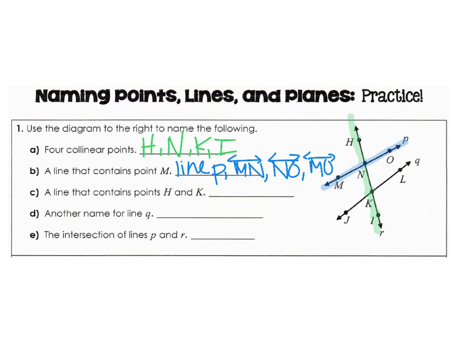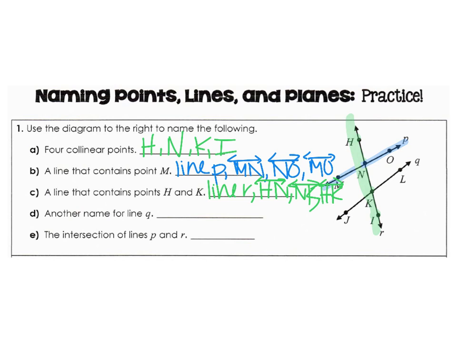Now we want to name a line that contains the points H and K. So a line that contains both H and K would be this green line, once again, this line right here, line R. So we can list it out in a few different ways. We can call it line R, we can call it line HN, we can call it line NK. We want to probably use H and K, right? Because that's what's in the problem, so we could call it line HK, and there we go. Lots of different options, and there's a few more too, all right? So there's not just one right answer here.